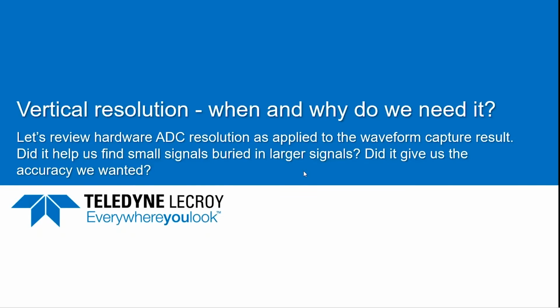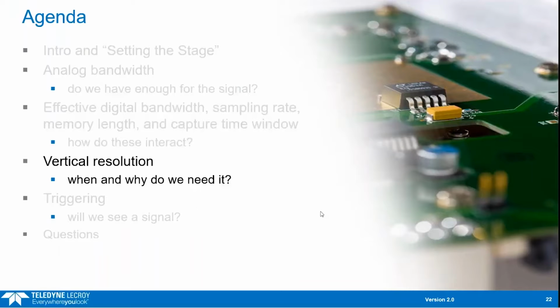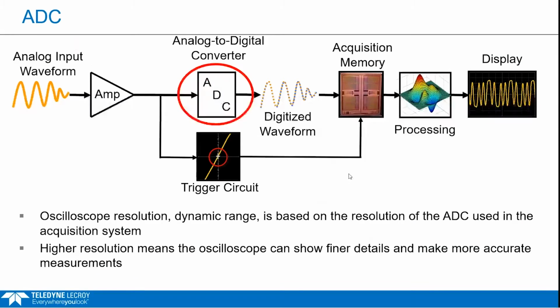Now let's go into resolution, vertical resolution. What we're really going to focus on is our requirements on our measurement: to see small signals buried in larger signals, and our goal of using the scope for accuracy. So those are the 2 things that I'll focus on here today.